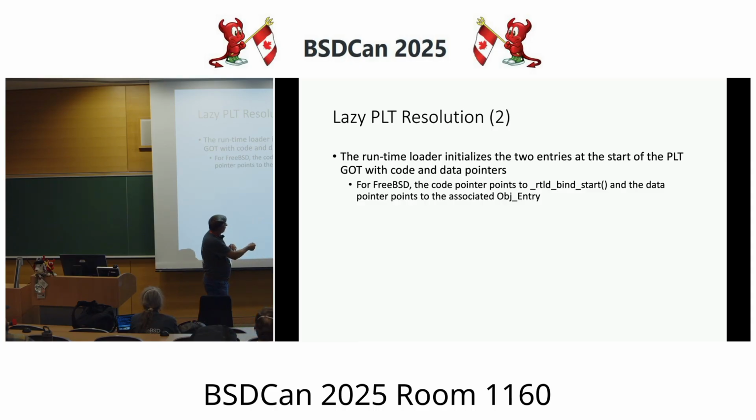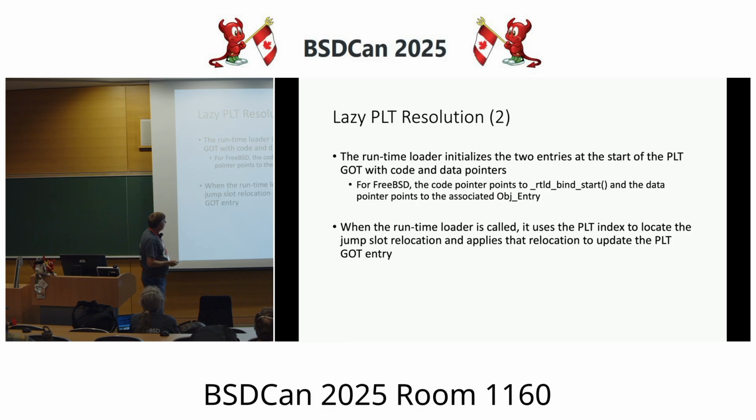So we get the pointer to this data structure in the C function that this calls, and we also get the PLT index inside of the RTLD bind function. And we can use that. When we call this, it takes that PLT index, and from this obj entry we know which PLT we're looking at. We can use the index to find the relocation table, find the relocation inside that table, and that tells us what symbol we're looking for and which GOT entry we're going to patch.